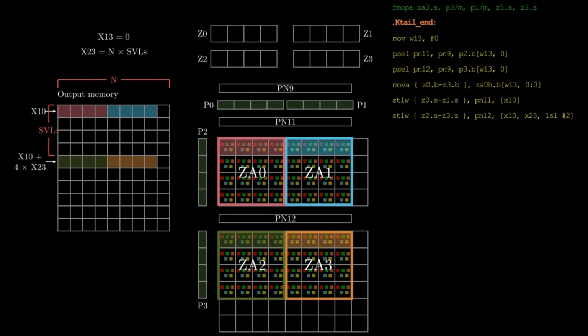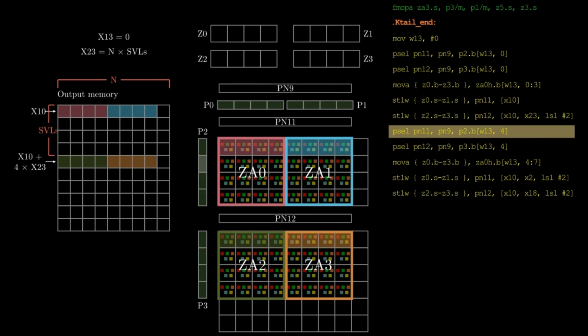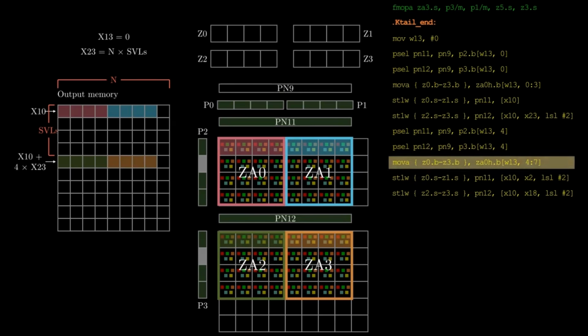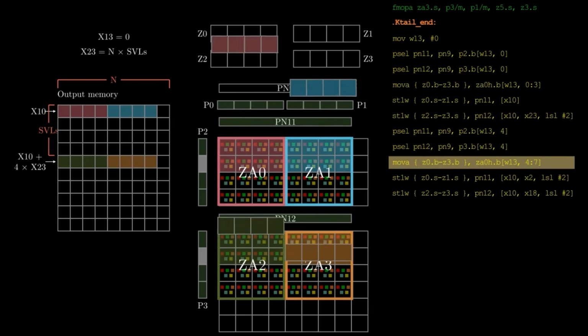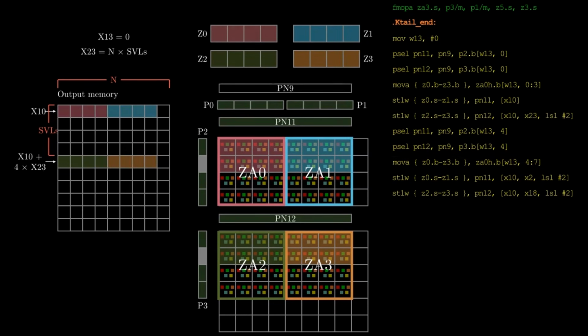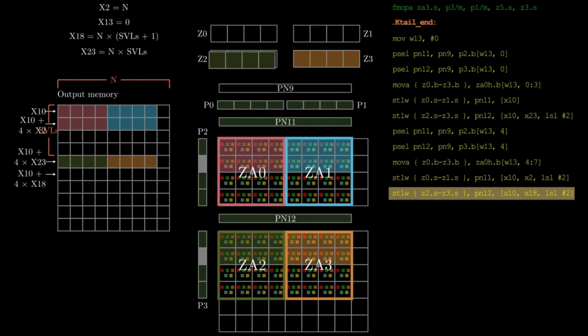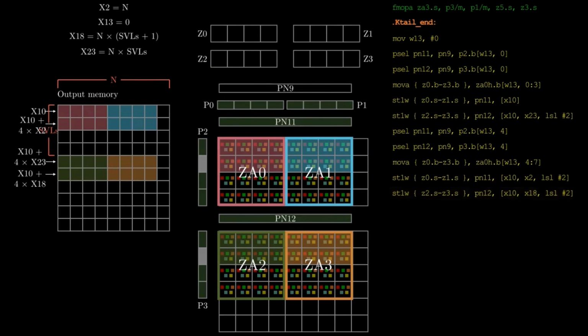Now let's similarly process the second row of each tile. Notice the P-cell instructions use byte element size with offset 4, while the MOV-A instruction references rows 4 to 7. Using byte access for the P-cell means that W13 works as an index for both the P-cell and MOV-A instructions. We will need 2 additional registers to index rows 2 and 6 of the output memory buffer. X2 will hold n, while X18 will hold n times SVLS plus 1.